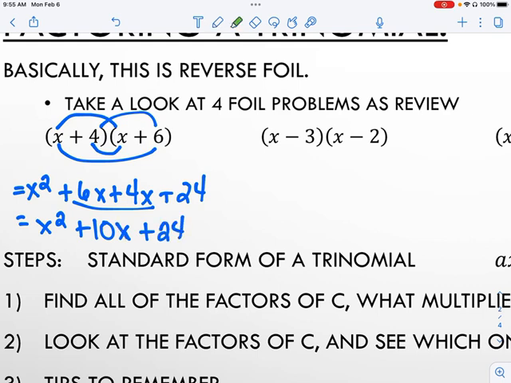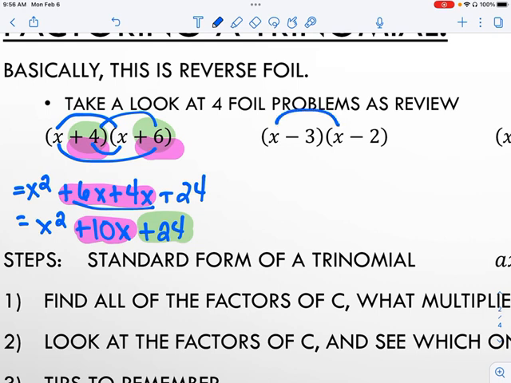Now, a couple things I want to point out. First, if you notice, the 4 and the 6 multiply to give me the 24. The next thing I want to point out is that the 4 and the 6 also are what adds together to give us the 10x. The last thing I want to point out is if you notice the signs, they're both a plus, and that's why positive times a positive gives me a positive 24, and then positive 4 plus a positive 6 gives me a positive 10.